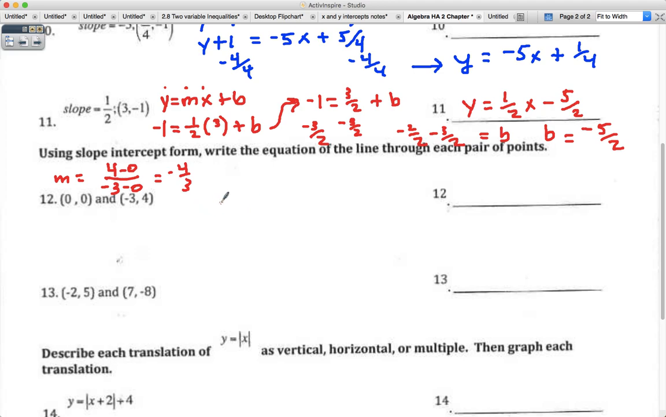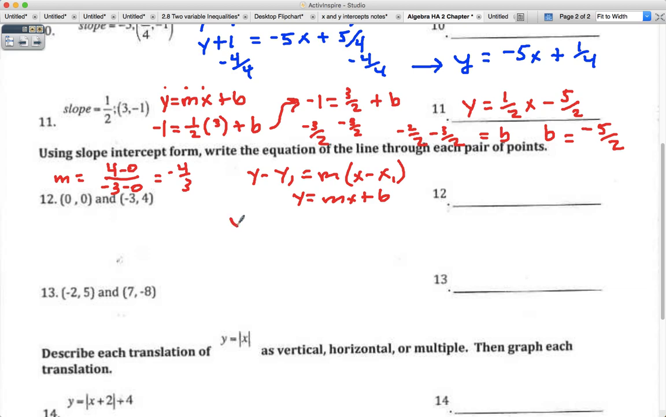So point-slope form is y minus y1 equals m times x minus x1. And then I'll convert it to slope-intercept form, y equals mx plus b. But because I'm using 0, 0, you'll see some things cancel out, so I'll automatically go to y equals mx plus b.